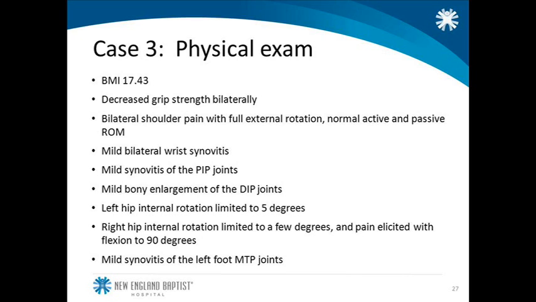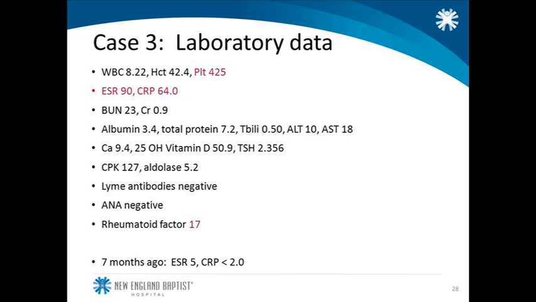Her left hip internal rotation was limited to 5 degrees, and her right hip internal rotation was limited to a few degrees, and groin pain was elicited with flexion of that hip to 90 degrees. Her laboratory data included a mildly elevated platelet count, a high sedimentation rate of 90, and C-reactive protein of 64. Her liver and kidney tests were normal. Her primary care doctor had checked muscle enzymes, which were also normal.